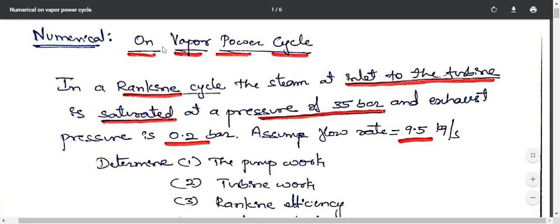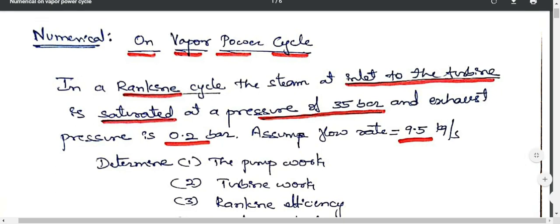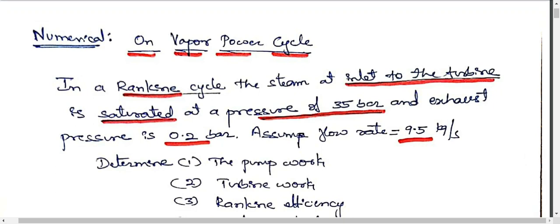Vapor power cycle is also called steam power plant or steam power cycle. Steam power cycles or vapor power cycles work on the principle of the Rankine cycle, and there is this numerical taken from a VTU question paper. It is important and it is asked 3 to 4 times. So let us read the definition of the problem.